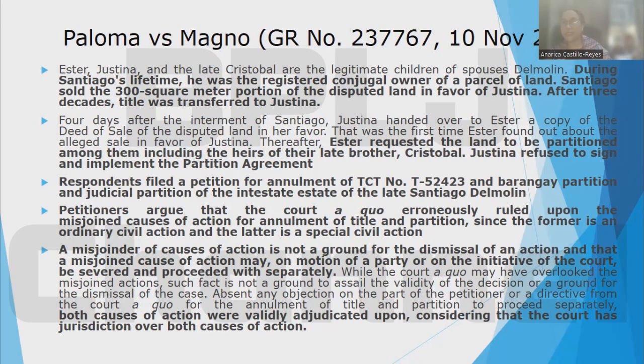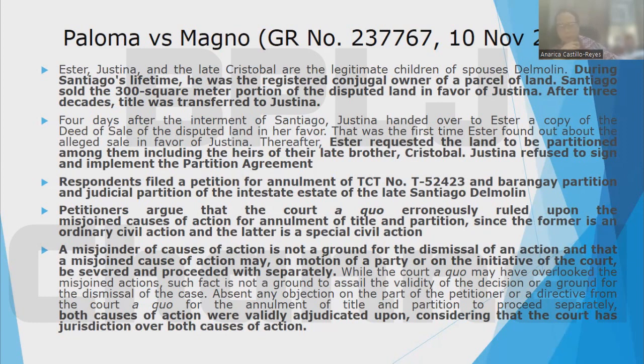So we have two cases, di ba? One is an ordinary civil action to annul a patent. Then another is a special civil action for partition. Now the question is, can you join both actions? Do they comply with Section 5 of Rule 2?